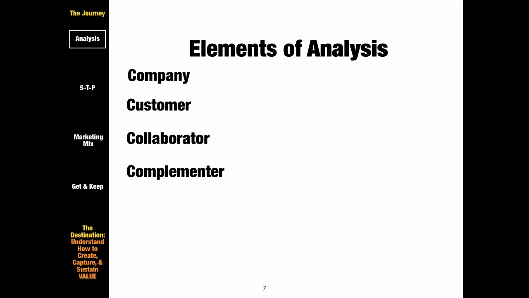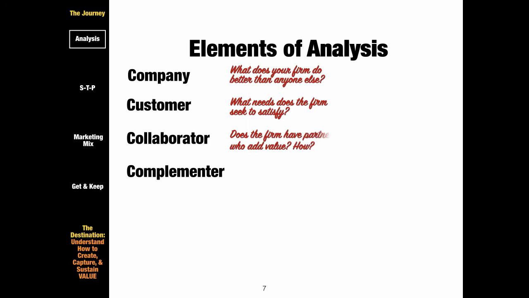The elements of analysis begin with company, customer, and collaborator and complementer. Easy for me to say. Okay. What does your firm do better than anyone else? A very critical question when it comes to your company. What needs does the firm seek to satisfy? What's the customer want? That's the real question we're asking. The collaborator is that firm that will be a partner of ours who will add value, and we have to know how exactly. Finally, a complementer is an independent organization who can affect the firm's sales, and we need to be keenly aware of what that means.